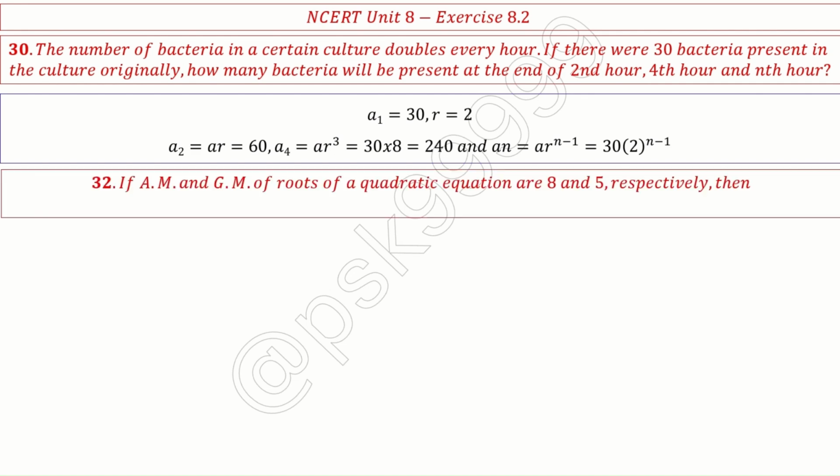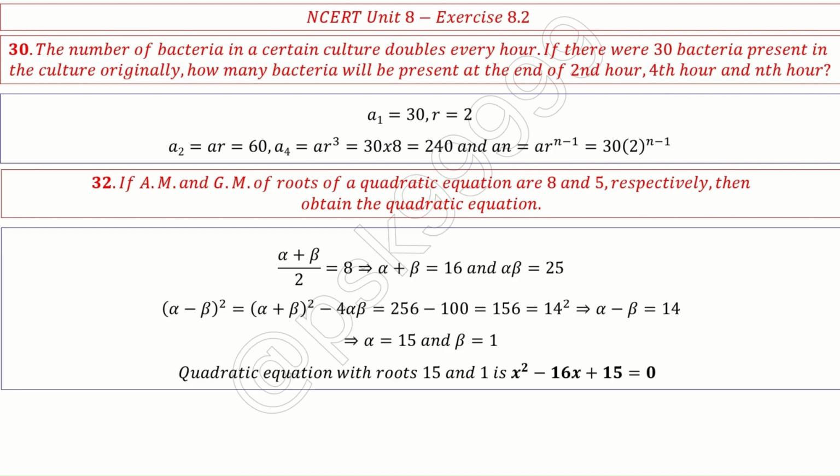Okay, if AM and GM, that is arithmetic mean and geometric mean of roots of quadratic equation are 8 and 5 respectively, then obtain the quadratic equation. Okay, so let's first say alpha and beta are the roots of the quadratic equation, then alpha plus beta by 2 is given as 8, alpha plus beta is 16, that means, and alpha beta is given as 25. Okay, so 5 square, right?